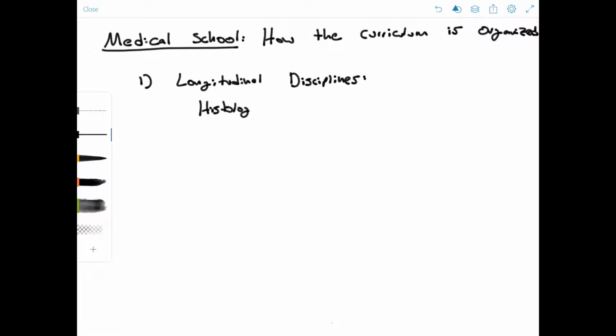Or is your structure first year and a half of normal and disease together, and then you go into an earlier clerkship phase in the hospital? Some programs are moving that way. So definitely take a look at that and see what you want to do.